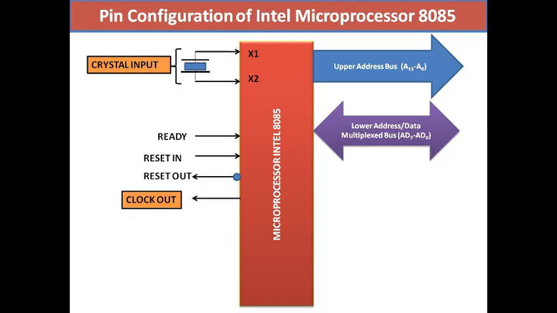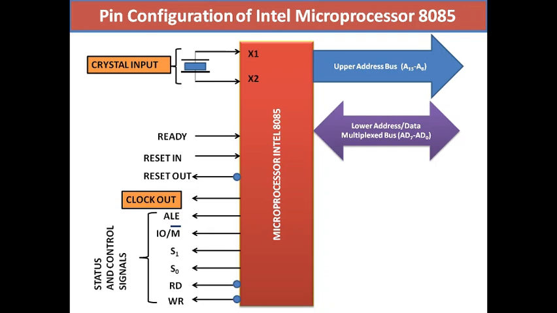There are a few pins such as ready, reset in, reset out and clock out. We'll discuss this later on. There are certain status and control signals. Among them are ALE, which is address latch enable, IO/M bar, S1 and S0, which are status signals. This indicates whether a microprocessor is presently communicating with an I/O, that is input output device, or the memory. The combination of S1 and S0 tells us whether the microprocessor is in read state or in write mode.